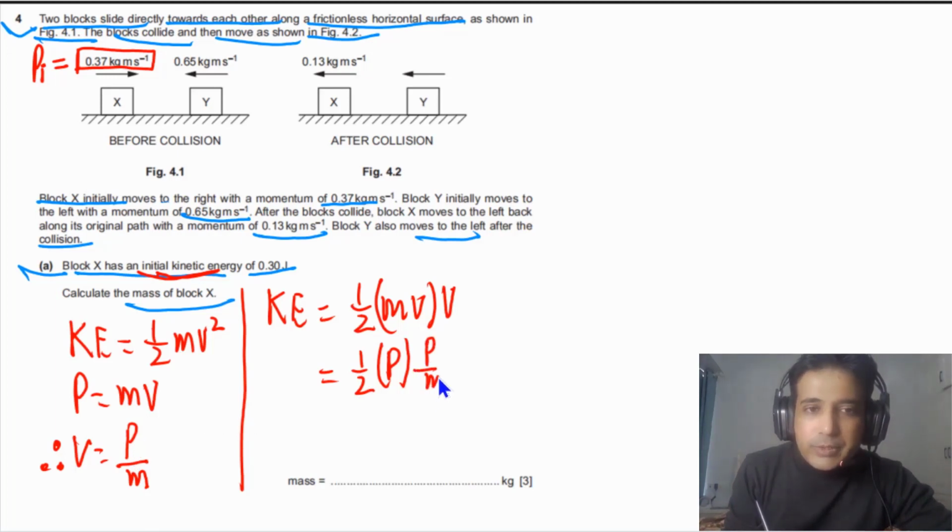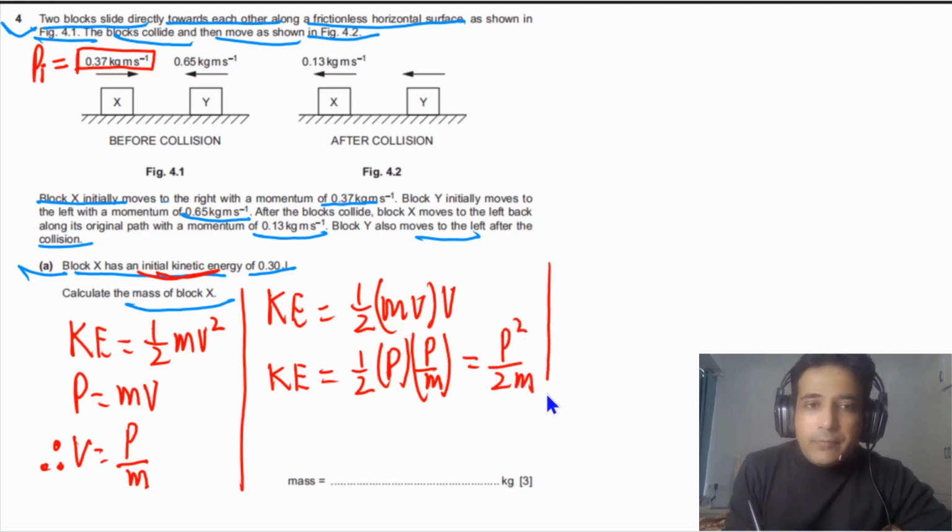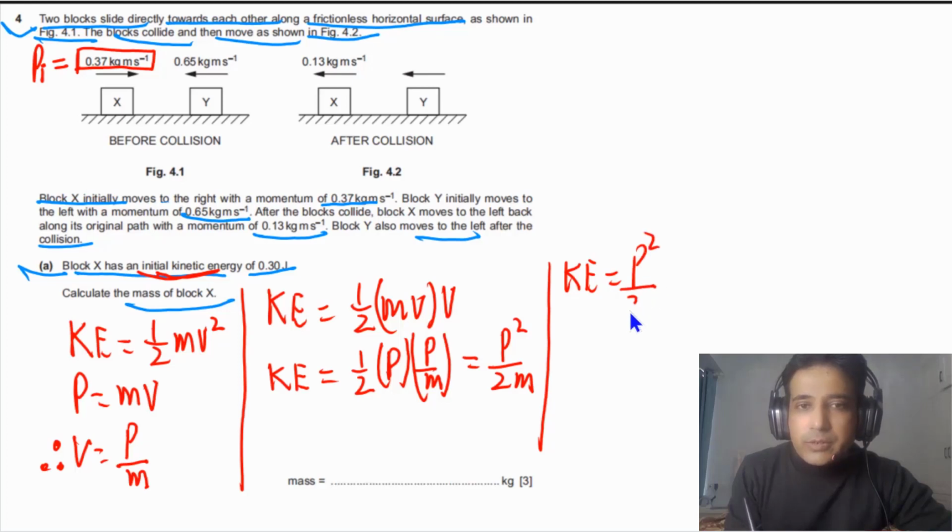Now you can see we have only three variables, so the last one, mass, we can calculate in this case. If we simplify this, we can say this will be equal to p squared divided by 2m. And for this question, we need to calculate mass. So we can rewrite once again: kinetic energy is equal to p squared divided by 2m. And from here, we can write down mass. Mass will be equal to p squared divided by 2 times the kinetic energy.